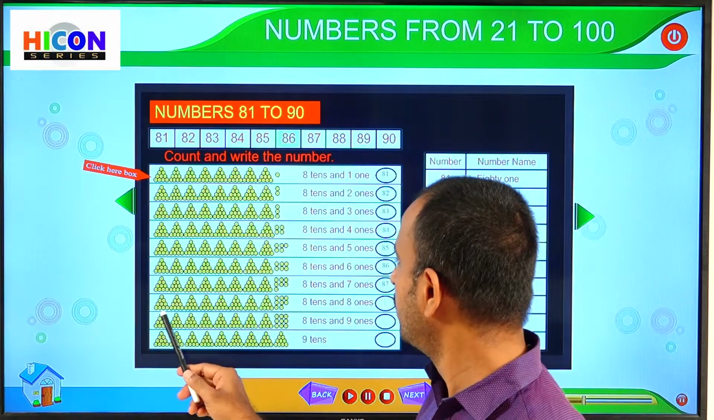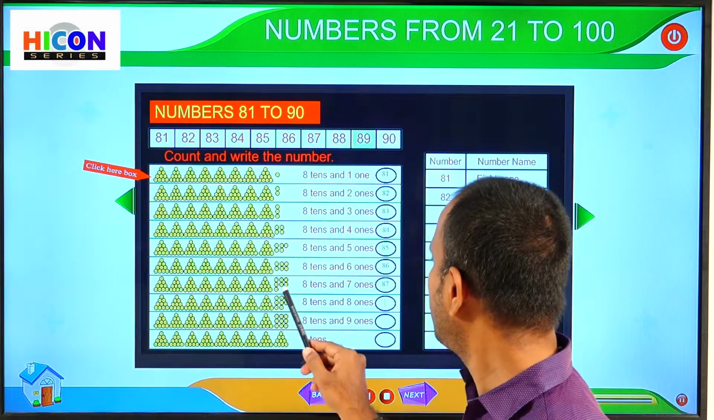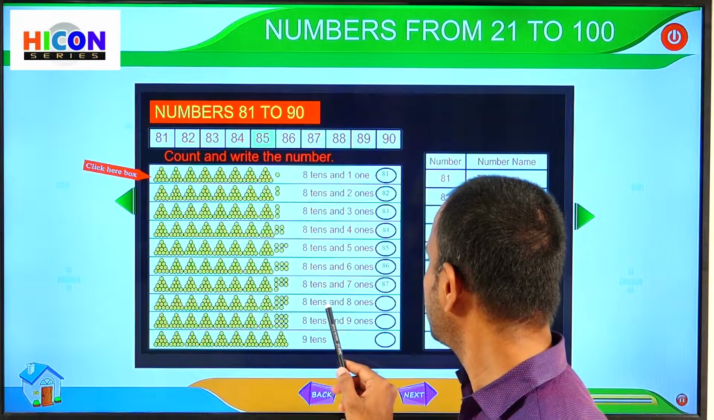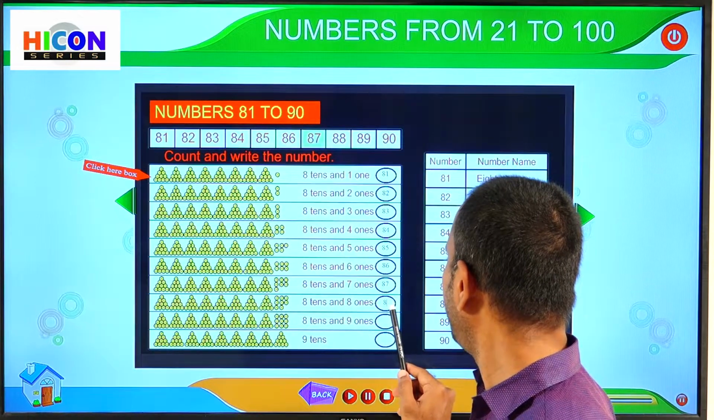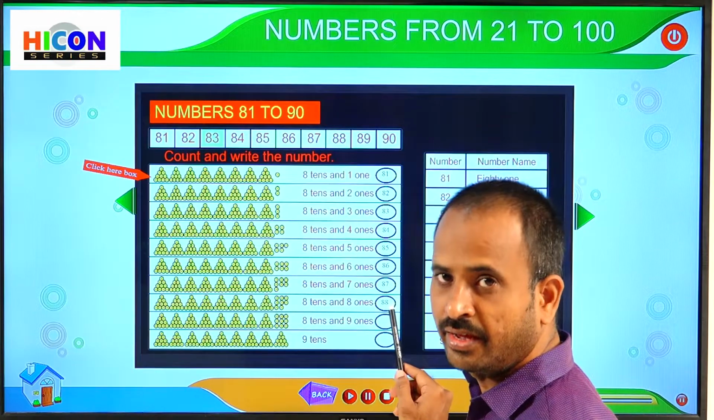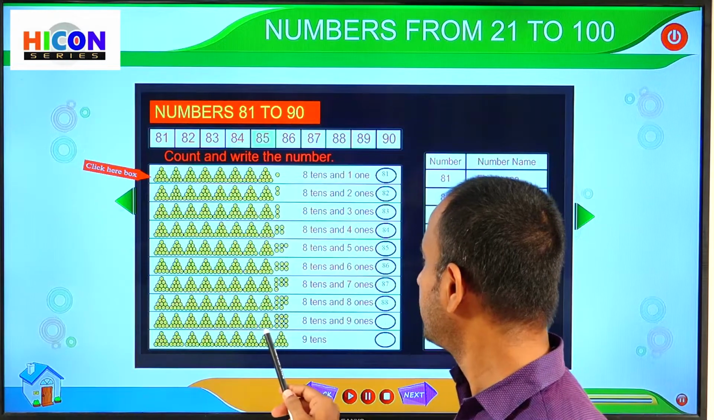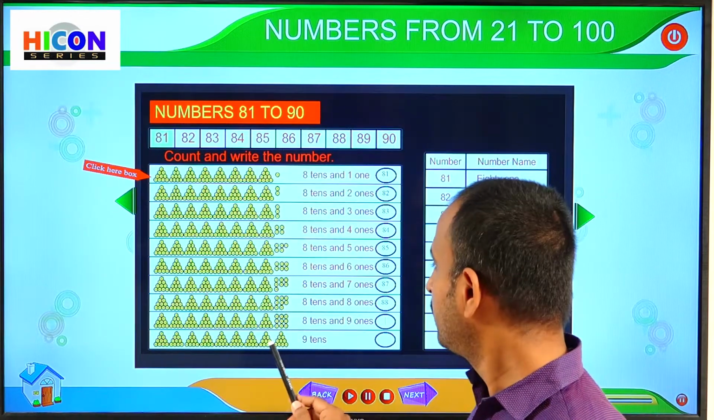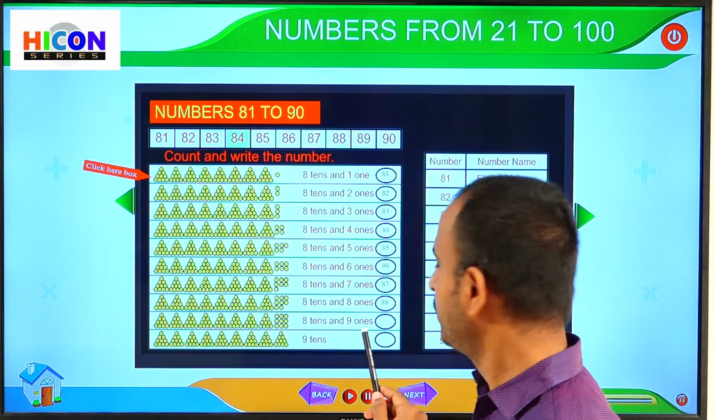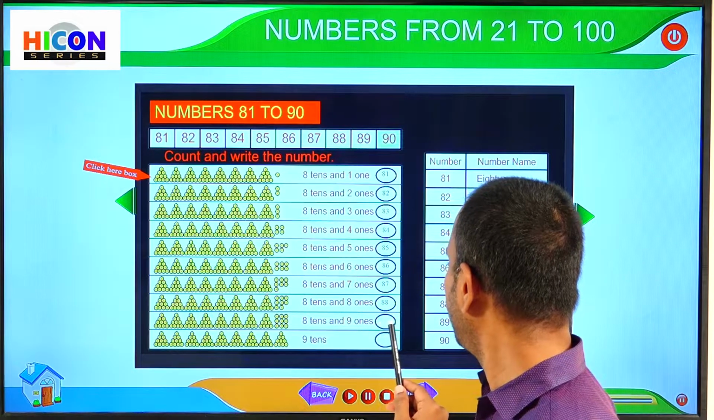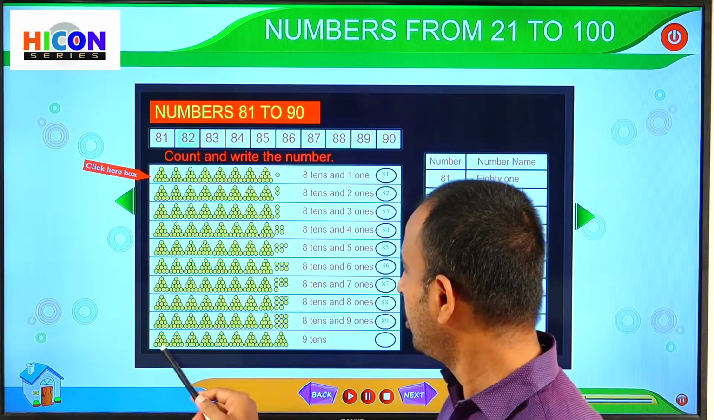So see the next one. Here also there are 8 tens and how many ones there are? There are 8 ones. So 8 tens and 8 ones, total becomes 88. That is 88. And see the next one. There are also 8 tens and how many ones are there? There are 9 ones. 8 tens and 9 ones, total becomes 89. That number is 89.